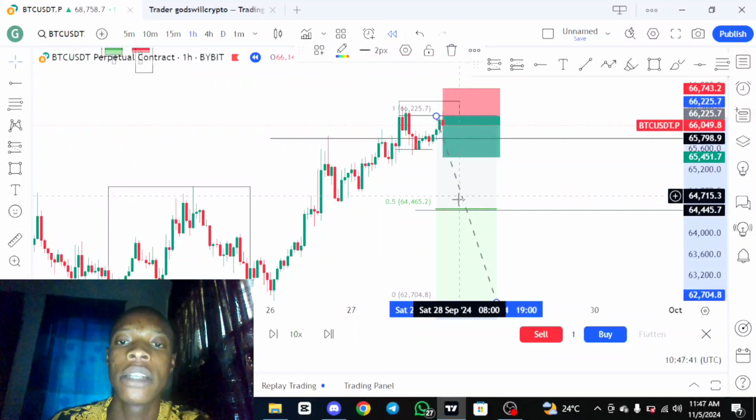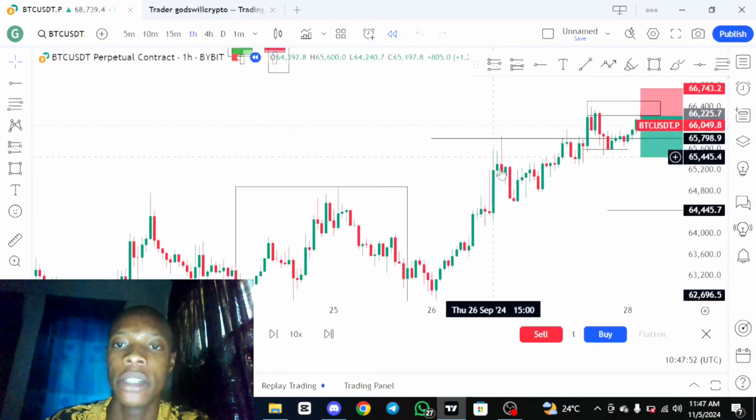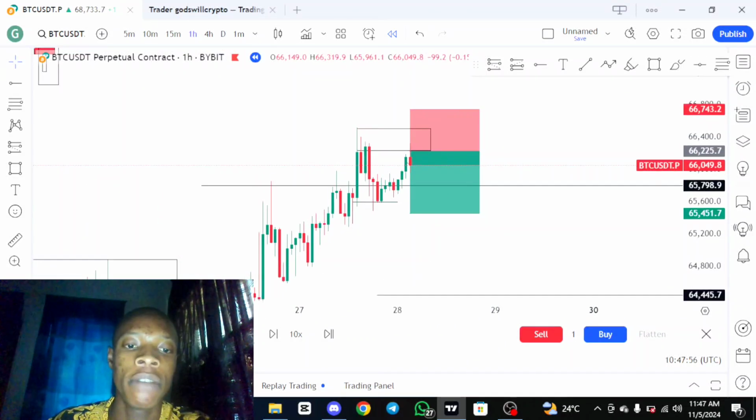So let's see how the price is going to behave. Let's see how the price is going to do. Our trade I just triggered, right? Our trade just triggered right here. So let's see how the price is going to react to this very point. So our trade has triggered right here. So I'm waiting for my first take profit at this point.